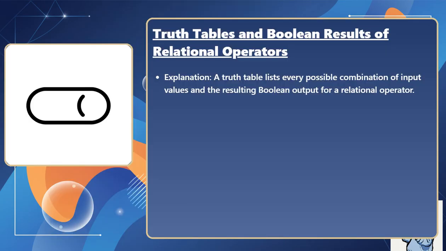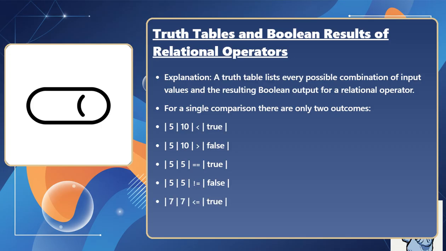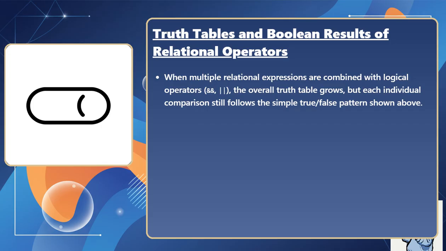A truth table lists every possible combination of input values and the resulting Boolean output for a relational operator. For a single comparison, there are only two outcomes. 5 < 10 is true. 5 > 10 is false. 5 == 5 is true. 5 != 5 is false. 7 <= 7 is true. 7 >= 7 is true. When multiple relational expressions are combined with logical operators, and/or, the overall truth table grows, but each individual comparison still follows the simple true or false pattern shown above.